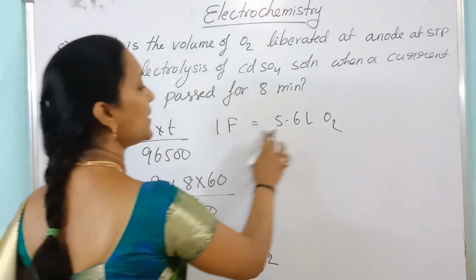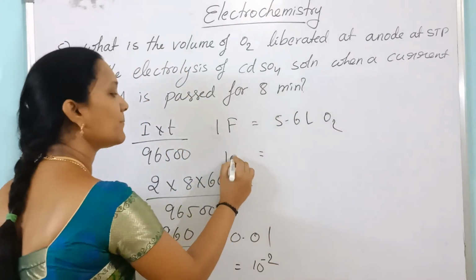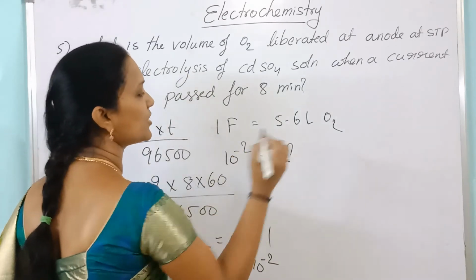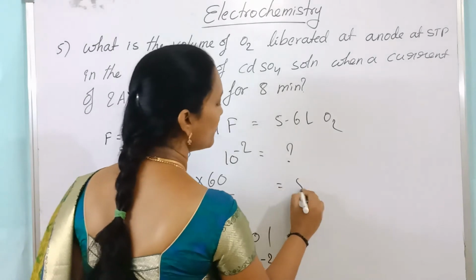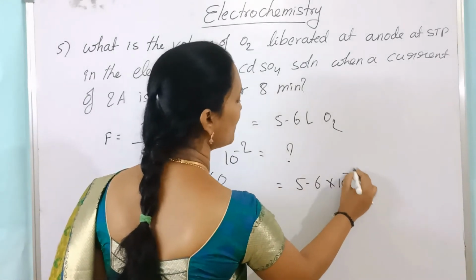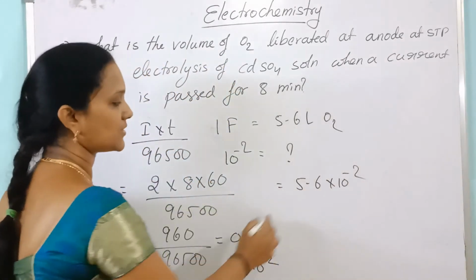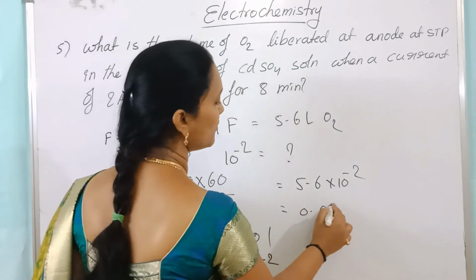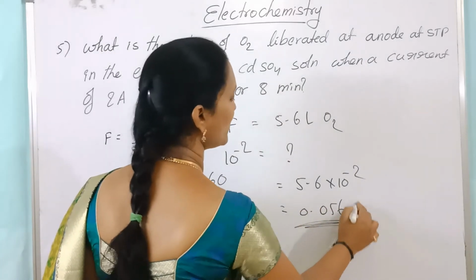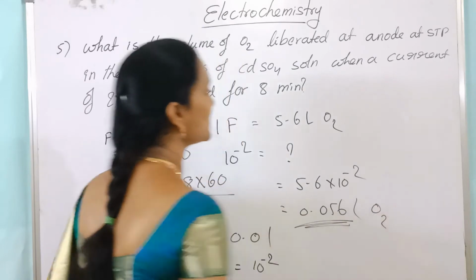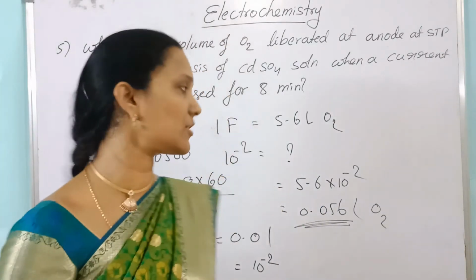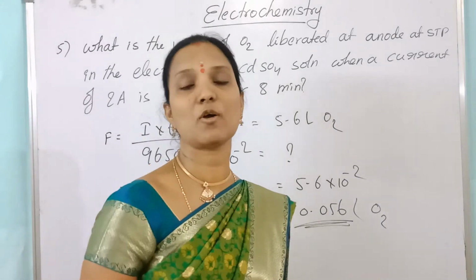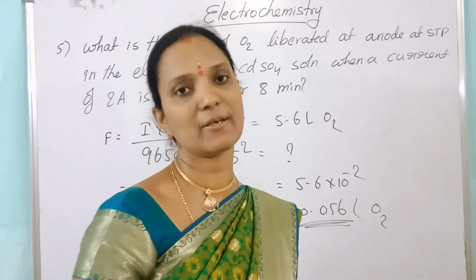Okay. 1 Faraday gives 5.6 liters of oxygen. 10 power minus 2 Faradays gives how much? 0.01 Faradays gives how much? It is equal to 5.6 into 10 power minus 2, which means 0.056. 0.056 liters of oxygen we are getting. Just very simple: 1 Faraday, 5.6 liters of oxygen; 10 power minus 2 Faradays, 5.6 into 10 power minus 2.